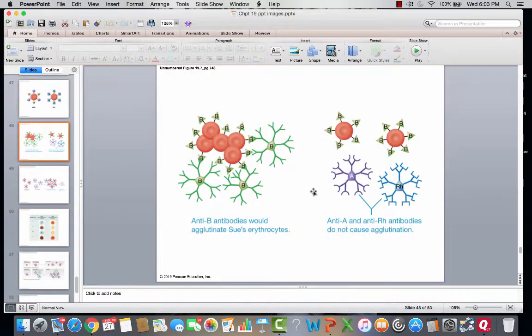I'm going to skip over to this little diagram. So if I were to give somebody who has B antibodies B cells, we're going to cause them to clump. So if I gave, I don't know who Sue is, but let's talk about Sue. There's probably a little scenario in your book. So anti-B antibodies that Sue has would agglutinate Sue's erythrocytes.